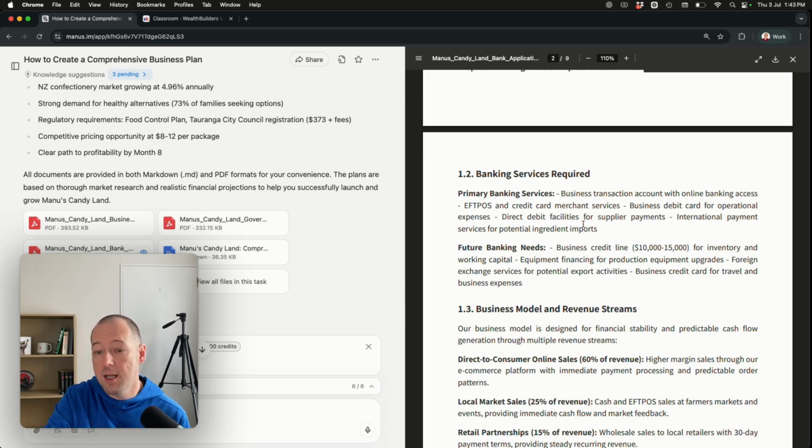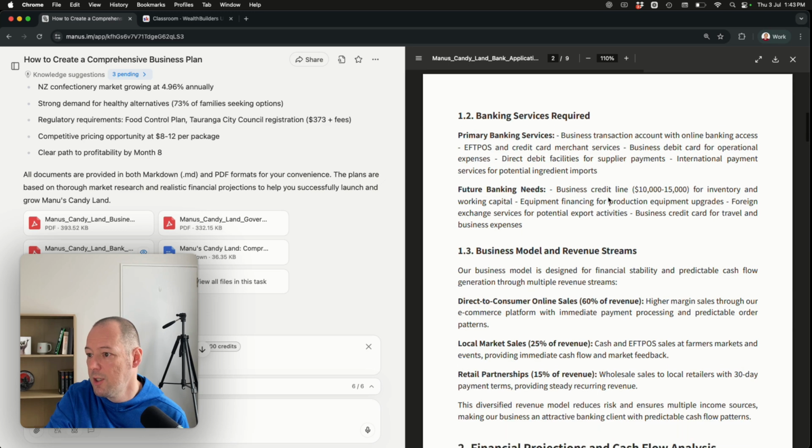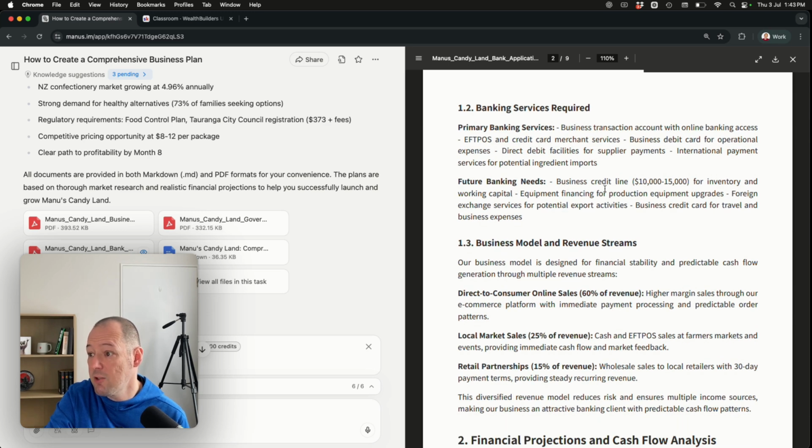So having a merchant account, business debit card for the expenses. Okay, that's a normal thing you want to do. But future banking needs like a business credit line if you want to expand for inventory and stuff like this.